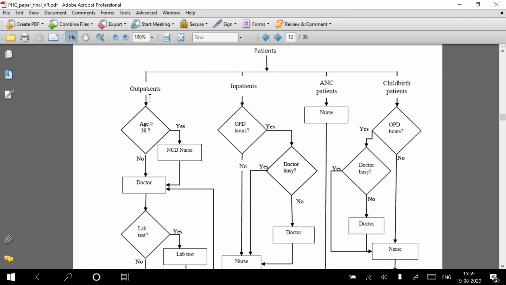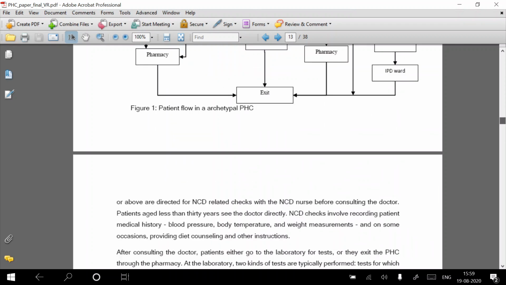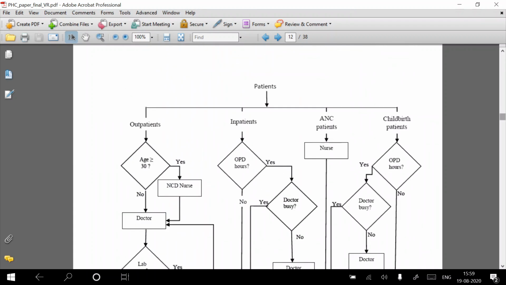So patient arrives, they can either be inpatients, outpatients, antenatal care patients, childbirth patients. Then we have a fair number of decisions here. So the first question here is, what is the inpatient arrival rate, what is the outpatient arrival rate, what is the antenatal care patient arrival rate, what is the childbirth patient arrival rate. Then the question is, what proportion of them are above the age of 30.